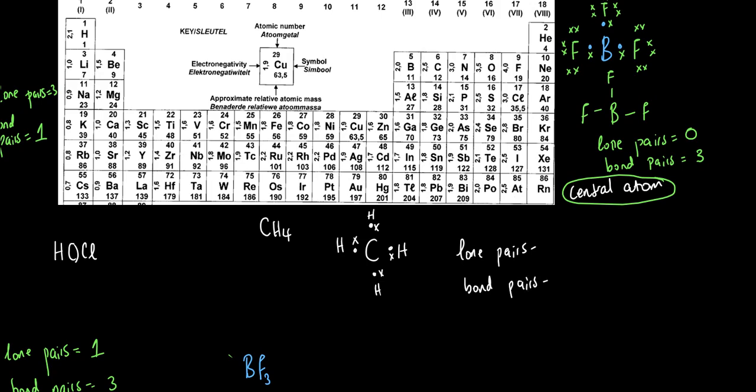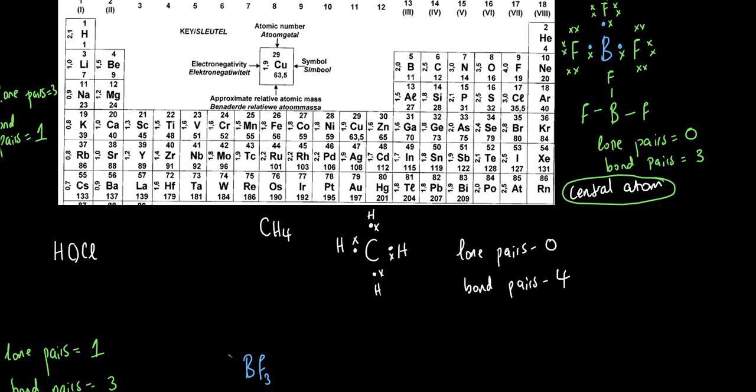How many do we have? Lone pairs. So you're saying we have 0 lone pairs. Okay. And the bond pairs, how many do we have? 4 bond pairs, and that's absolutely correct. So as a central atom, you can see that there are no lone pairs, but there are 4 bond pairs.